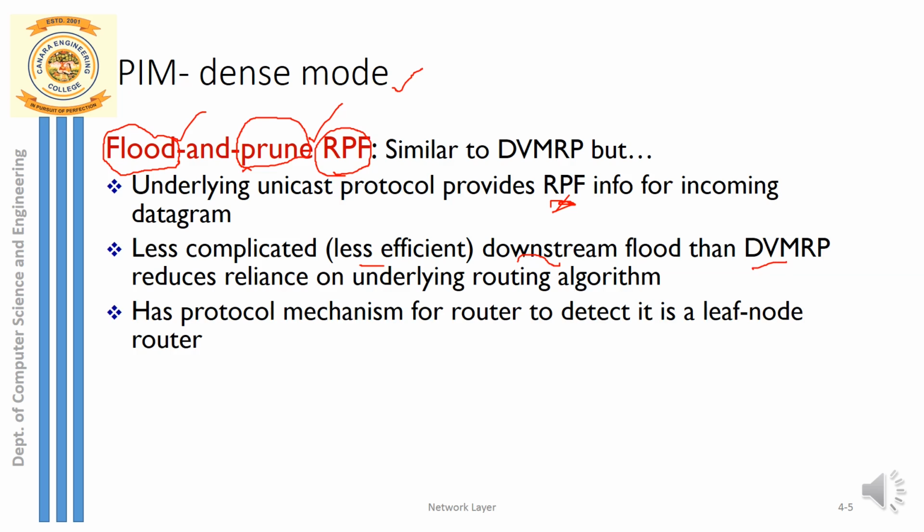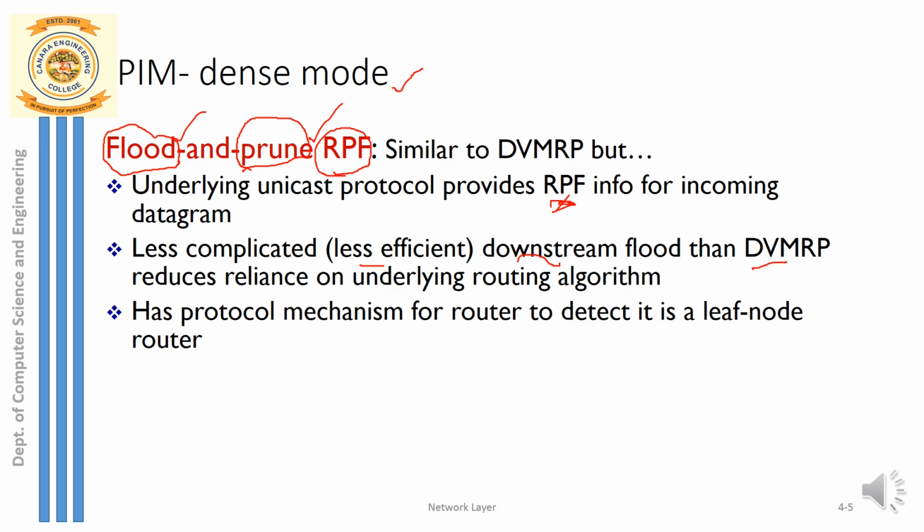So what is DVMRP? It is the Distance Vector Multicast Routing Protocol, which we had discussed previously. A routing algorithm was used there, so when you compare to that, this dense mode is less efficient.